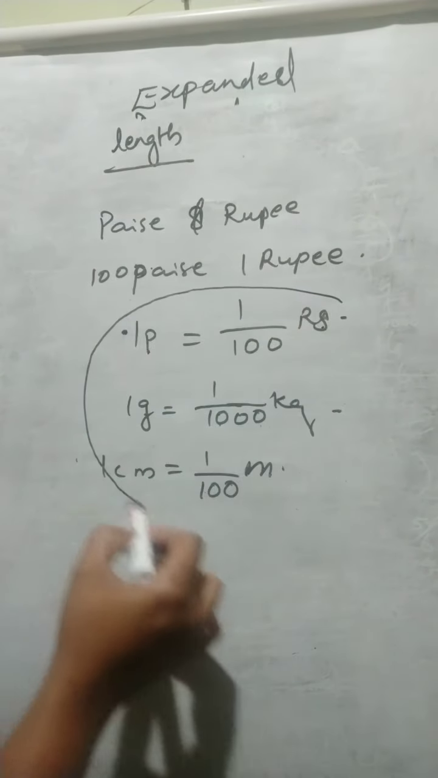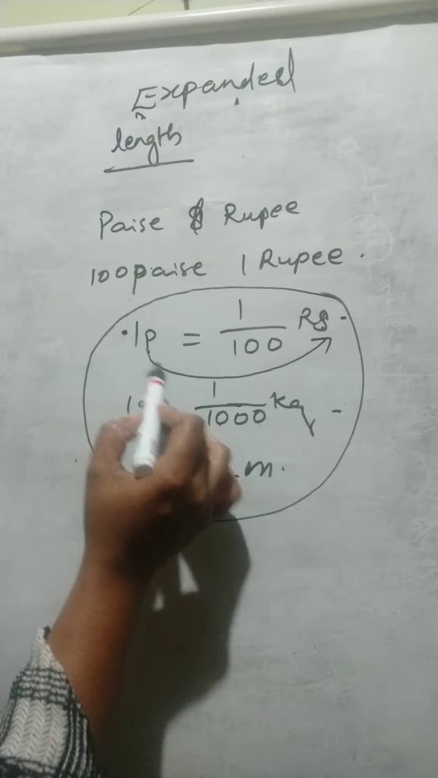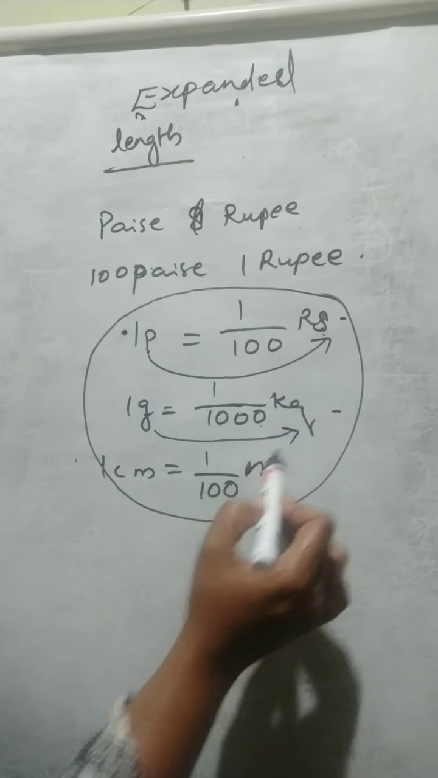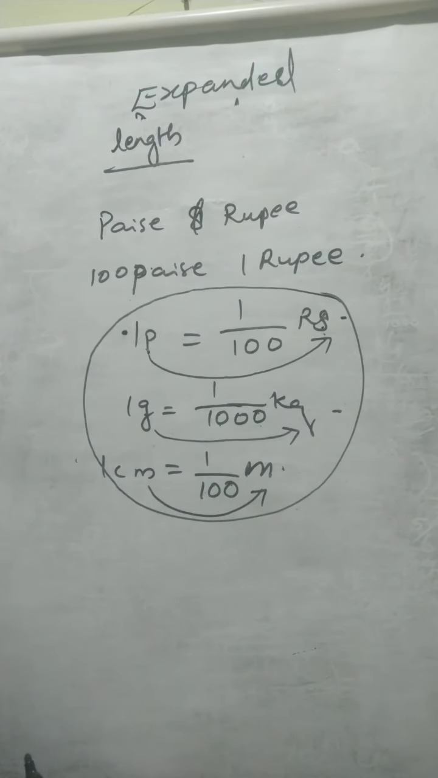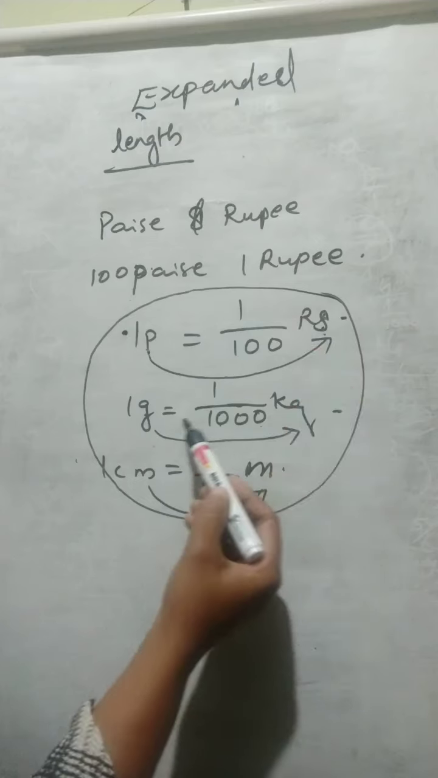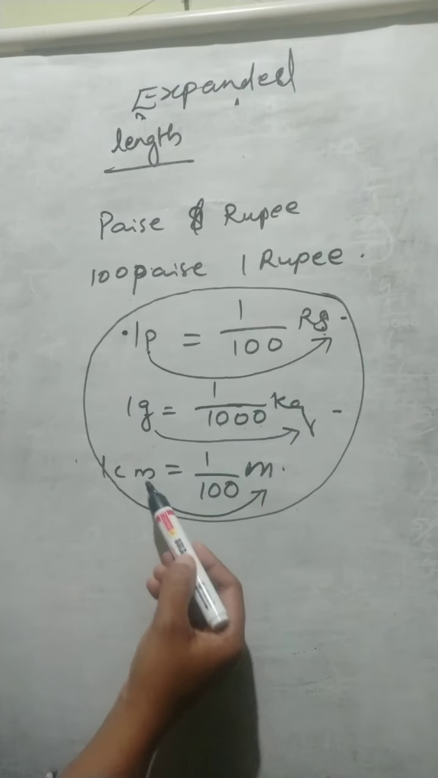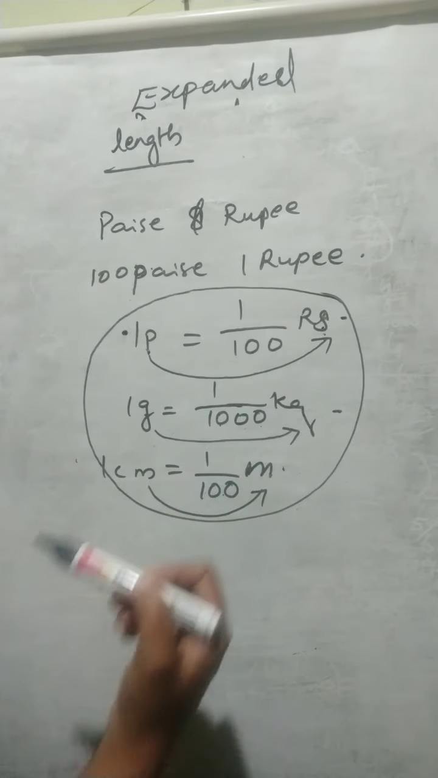That means when we are converting smaller units to bigger units, that means paise to rupees, gram to kilogram, centimeter to meter, we have to divide there. That means by 100 we will get rupees, by 1000 we will get kilogram, by 100 we will get meter. Things of different units, okay.